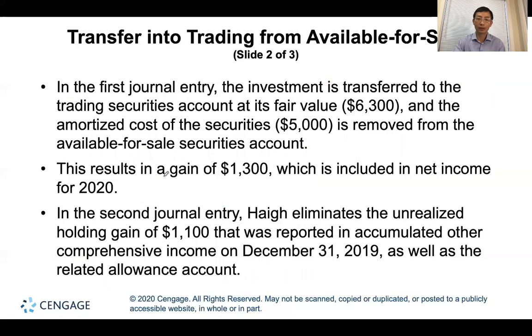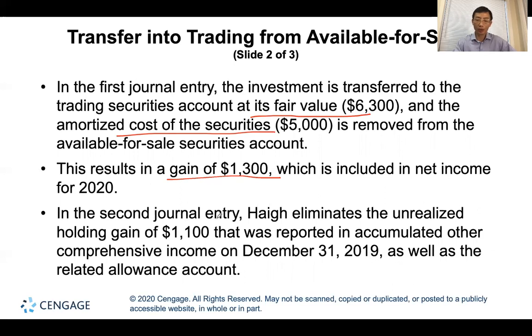Another example is, the explanation for the example is, in the first journal entry, the investment is transferred to the trading security at its fair value. And also, this is the current balance in the financial statement. And at the same time, amortize the cost of securities removed from available for sale into trading security. And at the same time, the gain of $1,300 is transferred into the net income for 2020.